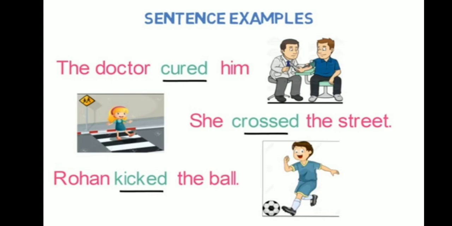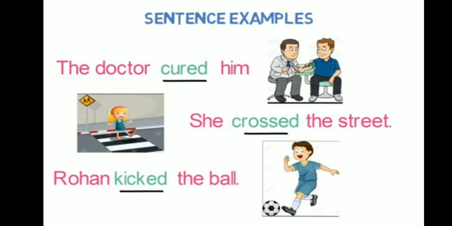Here are some more examples. The doctor cured him. The doctor is the doer and his action is cured. Him is the object. So here we can understand the verb cured requires an object. So it is a transitive verb. She crossed the street. Here crossed is also a transitive verb.